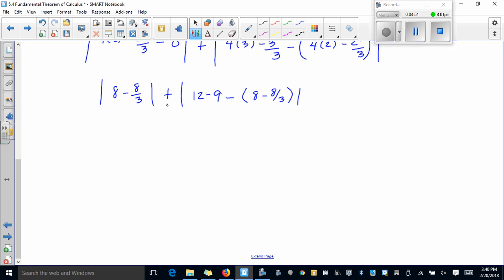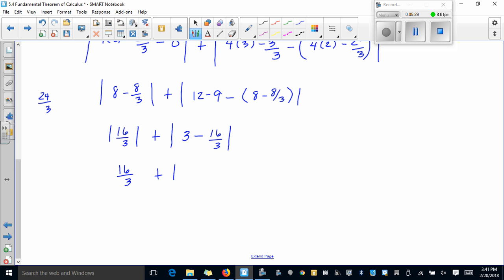Absolute value of that. Plus the absolute value, 12 minus 9 is 3, minus, and then this, just like this over here, is going to give me 16 over 3. So this one's already positive, 16 over 3, plus, but this guy's going to give me something negative, because if I want a common denominator here, it is going to be 9 over 3 minus 16 over 3, which is going to give me negative 7 over 3.